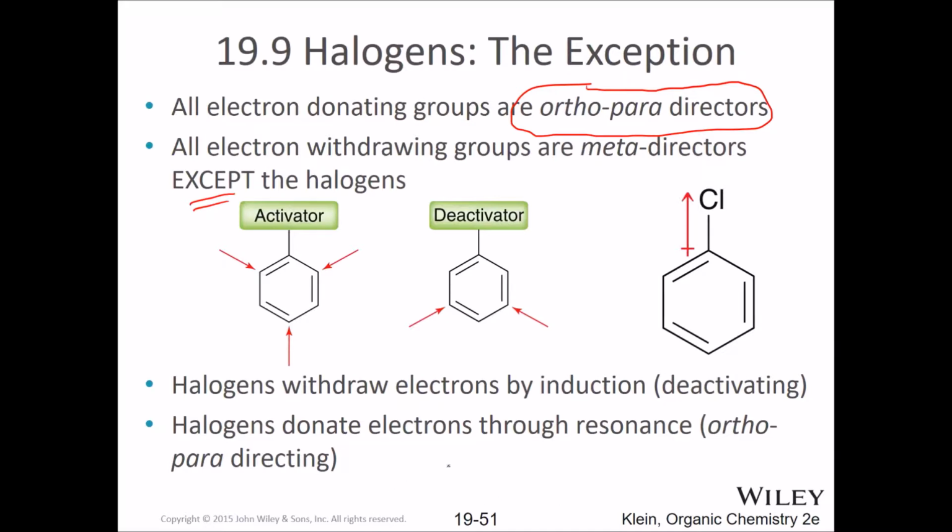Halogens withdraw electrons by induction. That you would have predicted, because in general, you figure that halogens have an electron withdrawing effect. You've seen that before. That's why HCl is a good acid. That's why, you learn that in principles too, for polarity, polar substances.